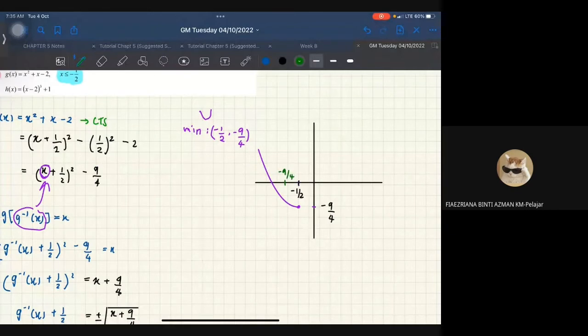Maksudnya tadi dekat y, so sekarang dia tukar jadi x. Okay, and then -1/2 tadi dekat x, so sekarang dia tukar jadi y. So dekat -1/2 dekat sini. So maksudnya your starting point is dekat sini.